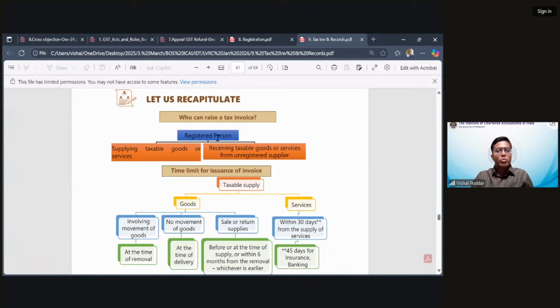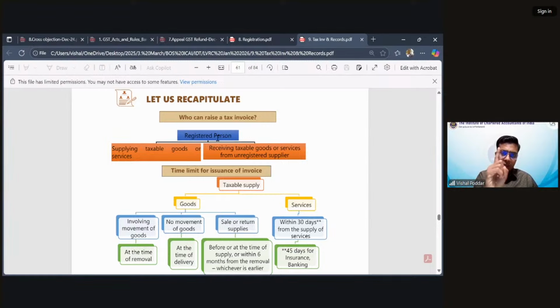Obviously, a registered person only. A non-registered person cannot raise a tax invoice. Further, within registered persons also, only the person who is supplying taxable goods or services. If you are supplying exempt goods or if you are a composition dealer, in both these cases, you do not issue a tax invoice. You issue, pay attention, a bill of supply.